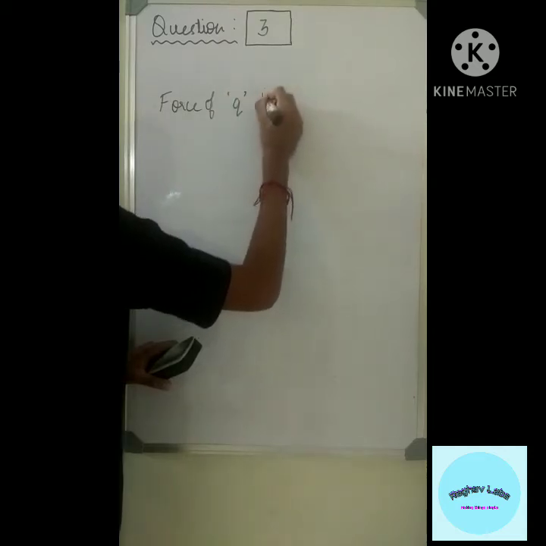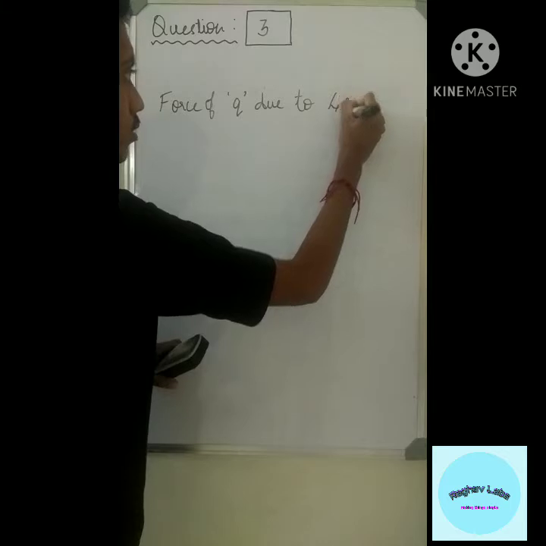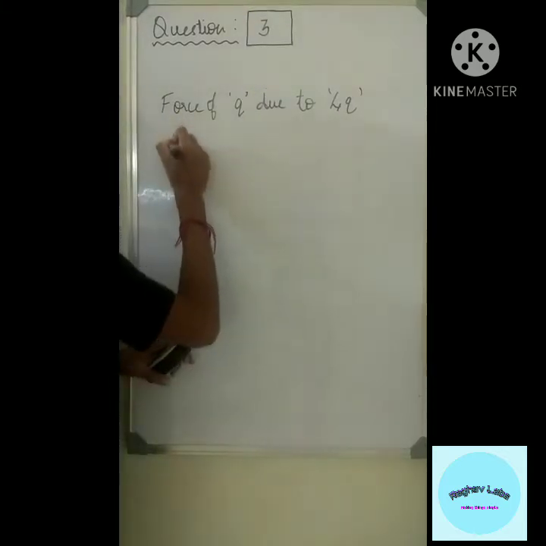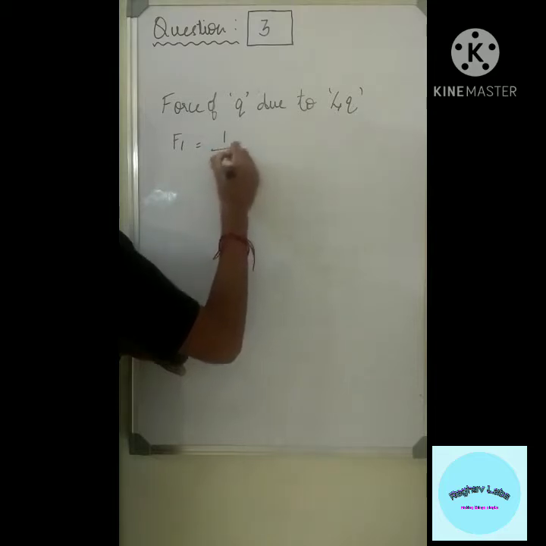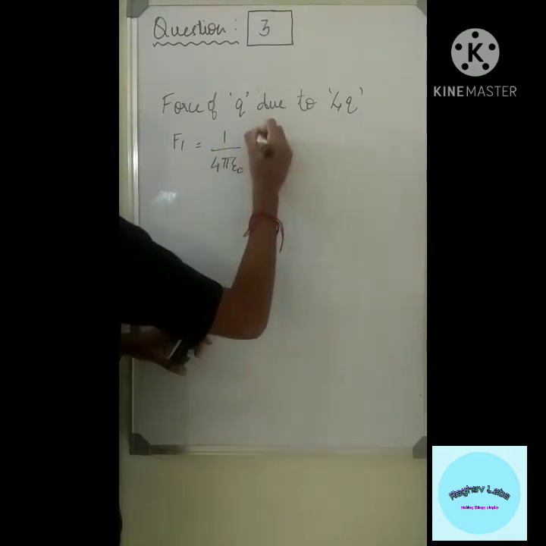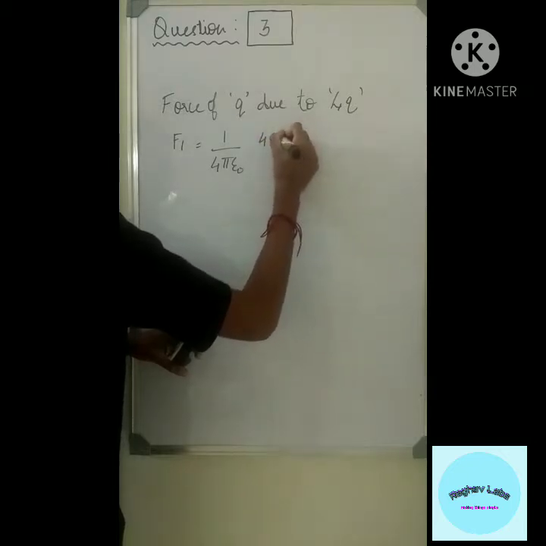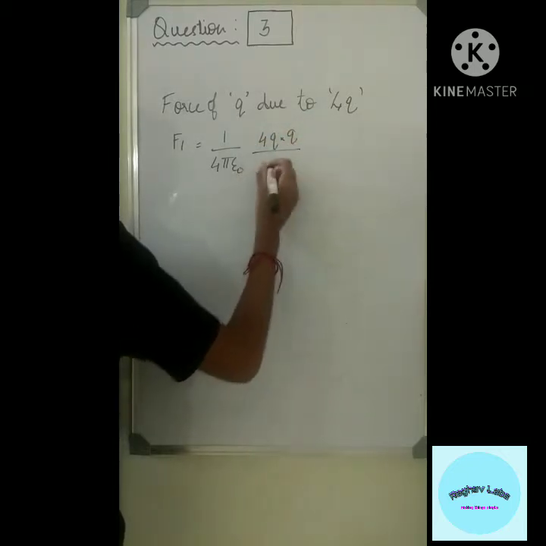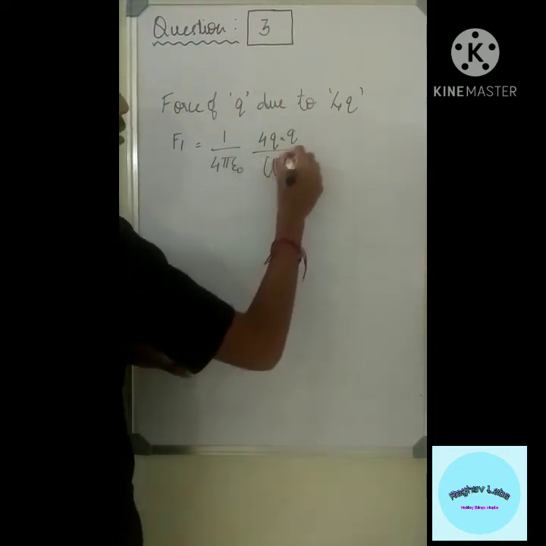Force on the charge Q, please correct it. Force on the charge Q due to 4Q is F1. Let me take F1 is equal to 1 by 4 pi epsilon naught into Q into 4Q divided by the square of the distance between them, which is L square.